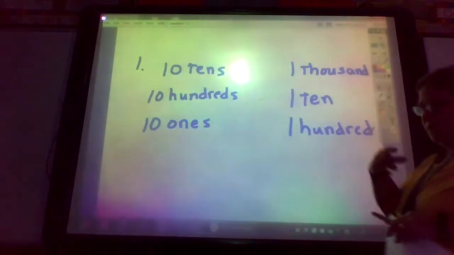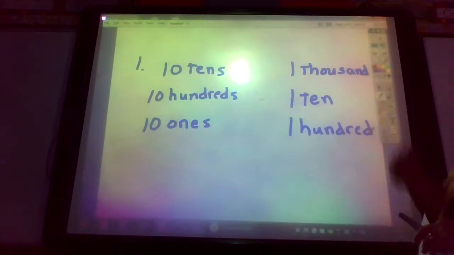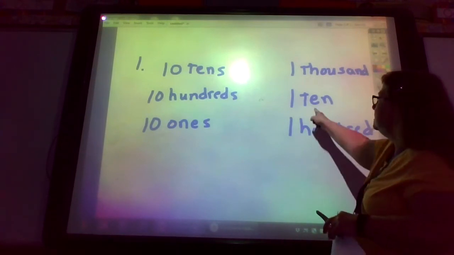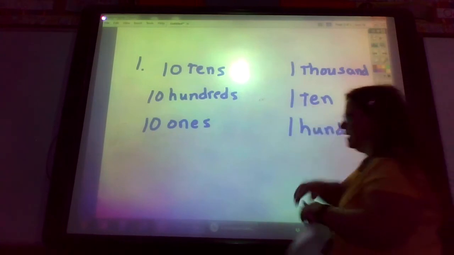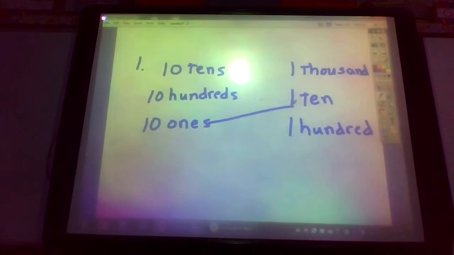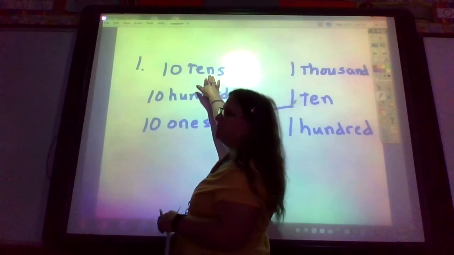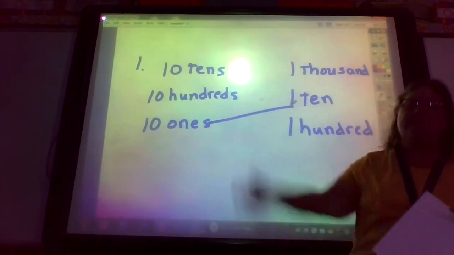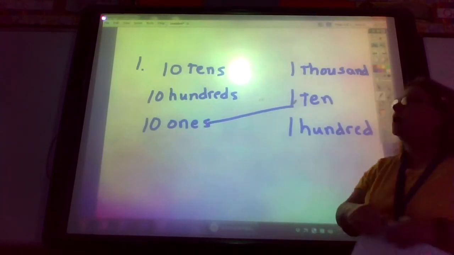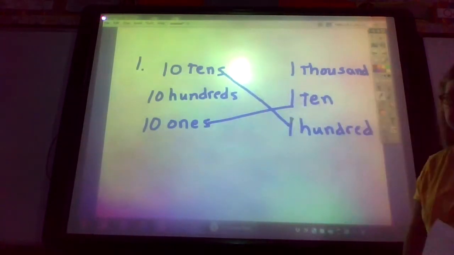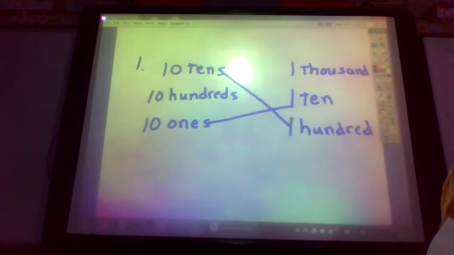Well, when I counted those 10 ones, and when I got to that 10, I said that 10 ones is the same as 10. Now I'm going to go up here and do my tens. 10 tens. When I bundled all 10 tens together for us, and when I counted, 10 tens is the same as 100.